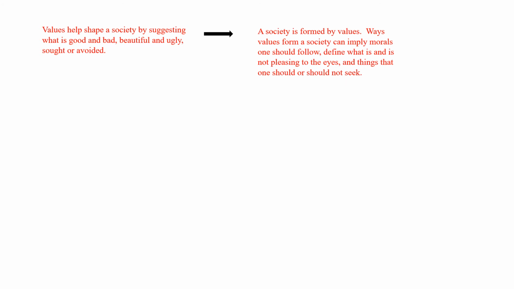This first chunk says: values help shape a society by suggesting what is good and bad, beautiful and ugly, sought or avoided. So I paraphrased this first chunk and put it in my own words. I put down: a society is formed by values. Ways values form a society can imply morals one should follow, define what is and is not pleasing to the eyes, and things that one should or should not seek.